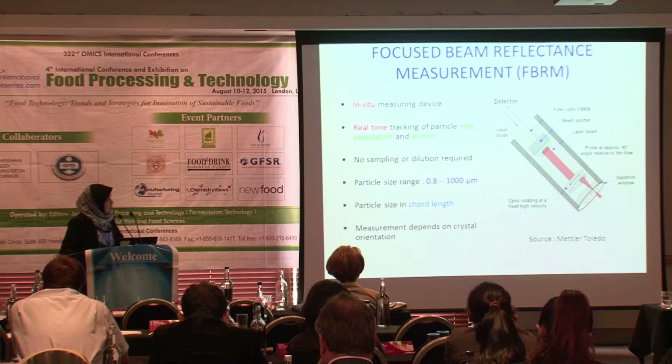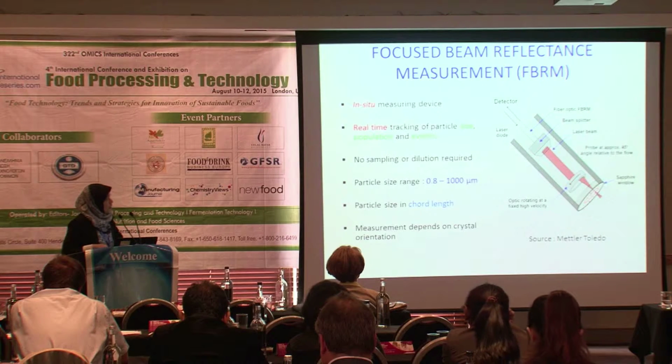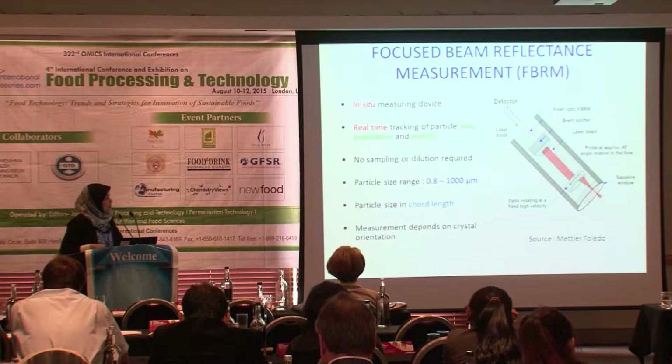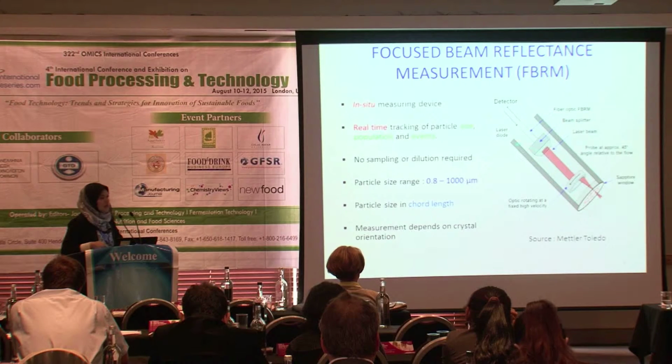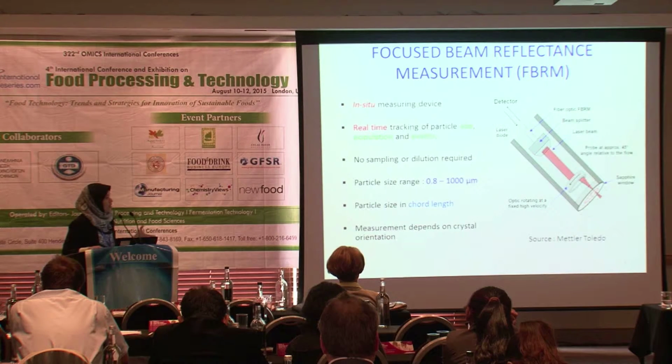It comprises a probe in which we have a laser beam which passes through a sapphire window, and this laser beam rotates at a very high velocity. As it goes into the suspension, it will hit particles in its pathway, and the light is reflected back into the detector. The time it takes for the light to reach the opposite side of the particle and be scattered back to the detector gives us a measurement of the size of the particle, which is termed chord length.